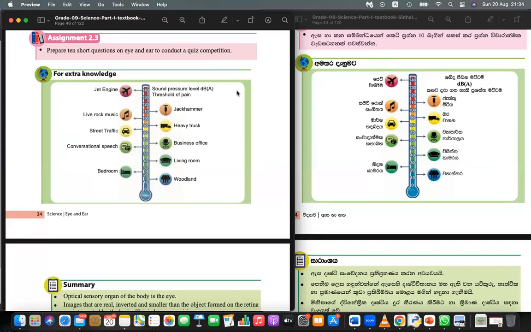You can see a jet engine is a very powerful thing, then you can see the hammer. Live rock music is also dangerous for a long time, right? Heavy music, then traffic, those are okay, but the ones in the red zone we must avoid continuously. Then in our normal environment, the living room, there is also decibel level, but in the bedroom and the woodland it is basically very low. Noise and power we measure in decibel there, right?